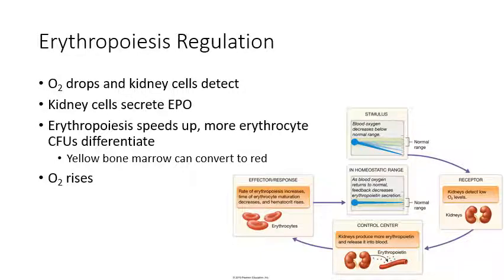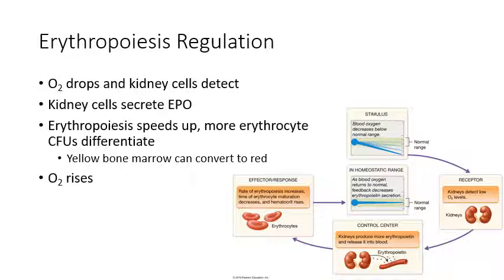So the process of erythropoiesis is closely regulated, mainly by the kidneys. In general, anytime that the oxygen level drops in your blood, the kidneys will detect that, and they're going to be triggered to make erythropoietin, or EPO. Then the EPO is going to go to the bone marrow and tell the HSCs that they need to start differentiating into red blood cells. So you're going to have more erythropoiesis. Erythropoiesis will speed up.